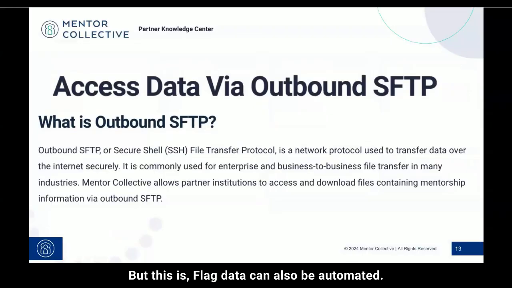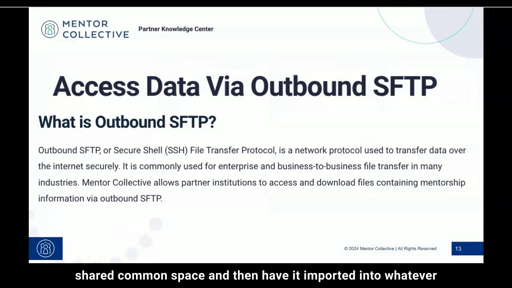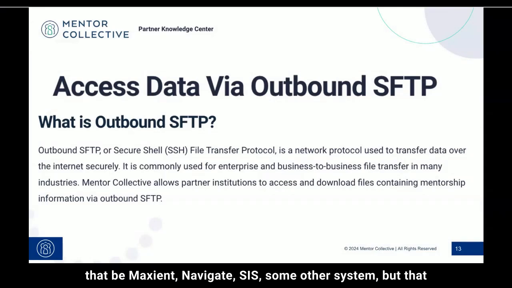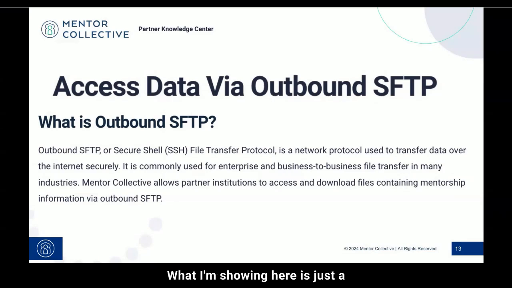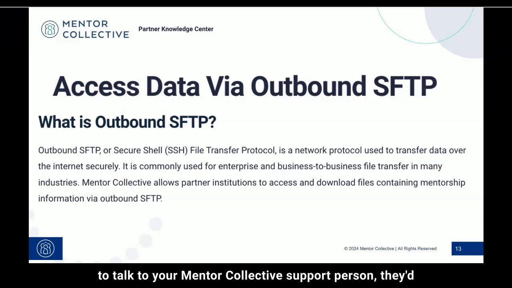But flag data can also be automated. If you like the more technical terms, let me just tell you that using an SFTP export, you can on a regular basis export flag data into a shared server or shared common space, and then have it imported into whatever system you might want to, whether that be Maxient, Navigate, SIS, some other system. That can be automated and doesn't have to always be manual. What I'm showing here is just a screenshot from our Knowledge Management Center. Again, those answers are there, but if you want to talk to your Mental Collective support person, they'd be happy to help you with that as well.